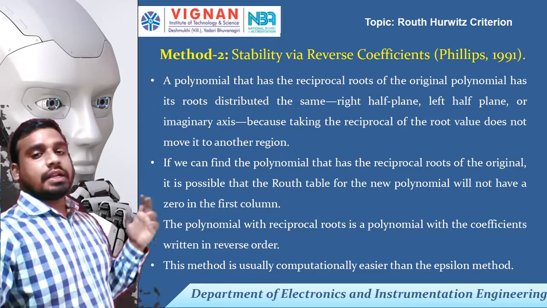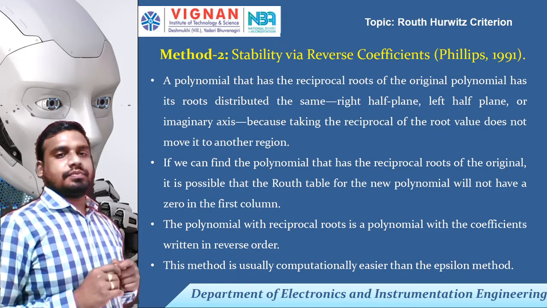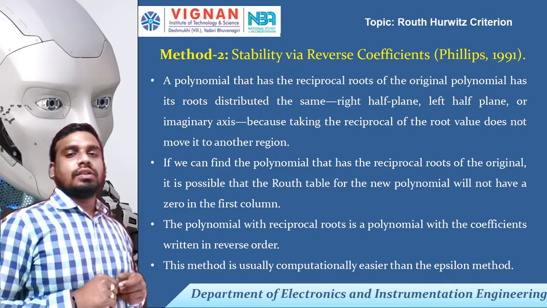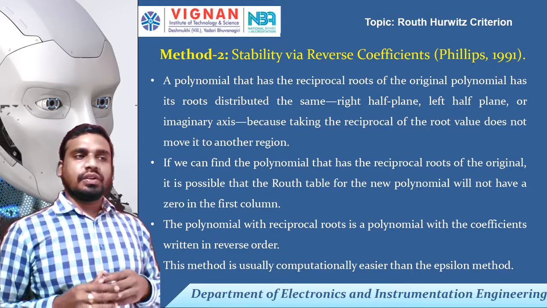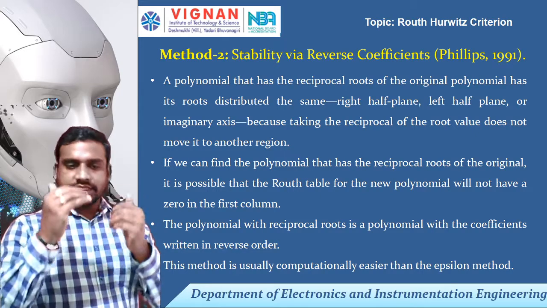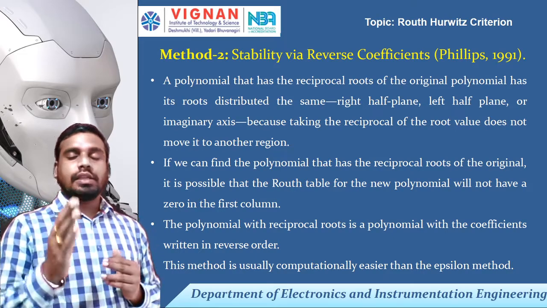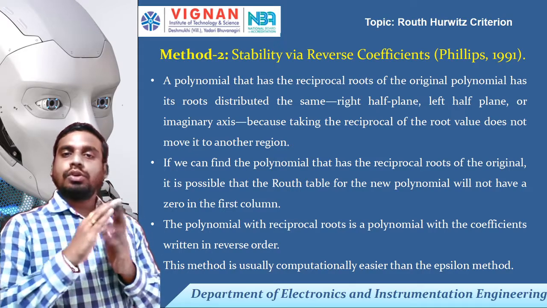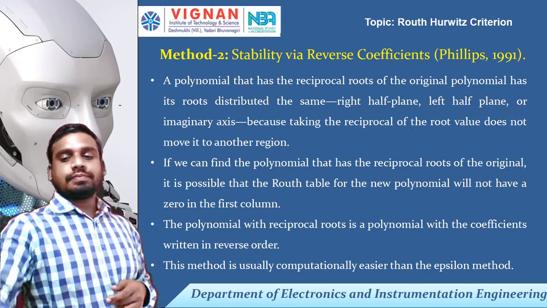And one more method, as I mentioned, is to substitute s equal to 1 by z. That is the reversal coefficient method proposed by Phillips in 1991. This is as simple as the first case we saw. If you do not have any zero in the first column, we just solve the root table and check the sign changes. Here also we substitute s equal to 1 by x, or 1 by z, and solve for that characteristic equation.